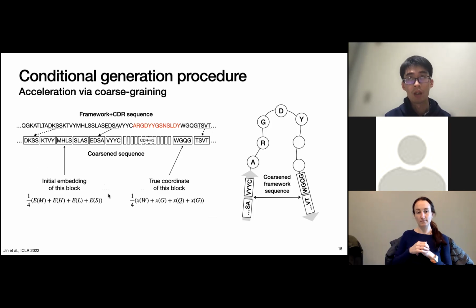Just to clarify, right, what do I mean by the coarsening? What do we do with these coarsened blocks, right? The embedding of this coarsened block will be the average embedding of each amino acid, right? For example, here you will have the embedding of these four, and you take the average. The coordinate of this block will also be the average, basically the center of these four residues. Then you apply this iterative refinement to fit the right shape and also fill out the right CDR sequence.